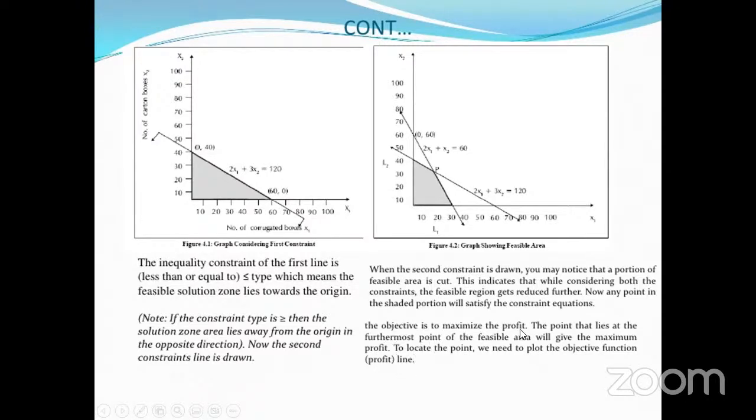So the objective is to maximize the profit. The point that lies at the furthermost point of the feasible area will give the maximum profit. To locate the point, we need to plot the objective function line. Or, to find where we get the maximum profit, we need to substitute these feasible points, A, B, C. So A, B, C are the 3 feasible points. Are you getting my point? Is this clear? These are the 3 feasible points where both the conditions are satisfied. The area is a feasible area.